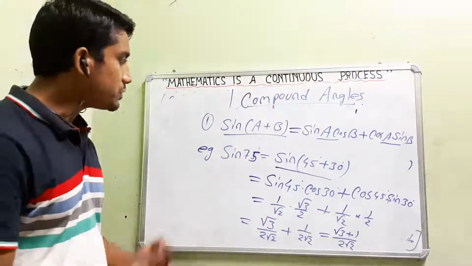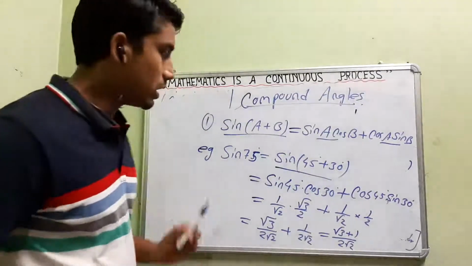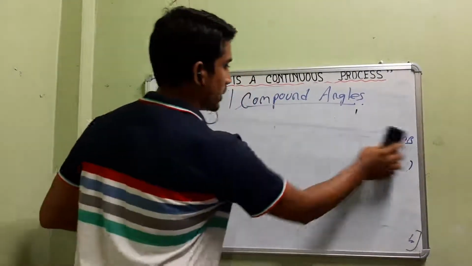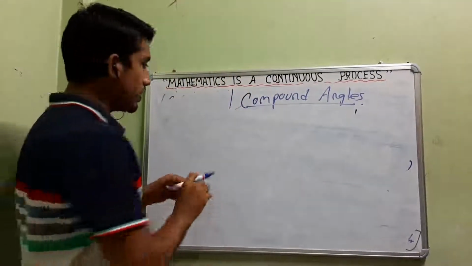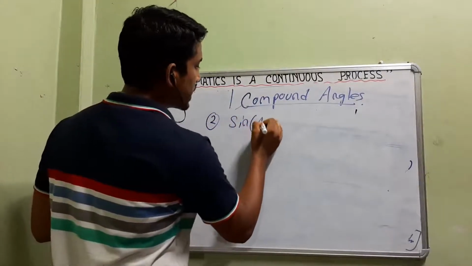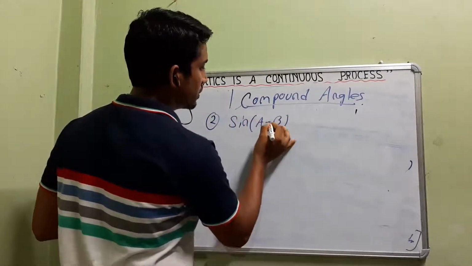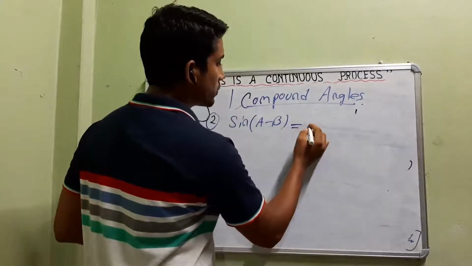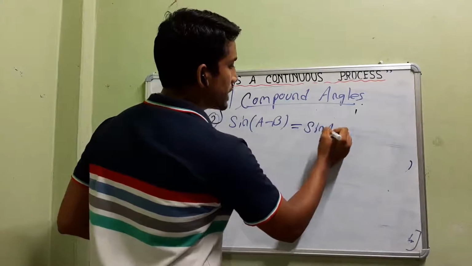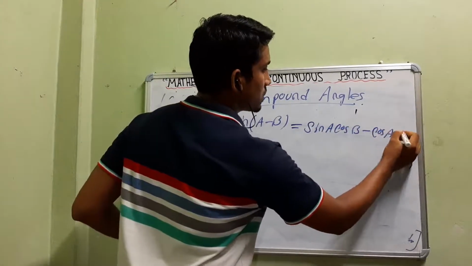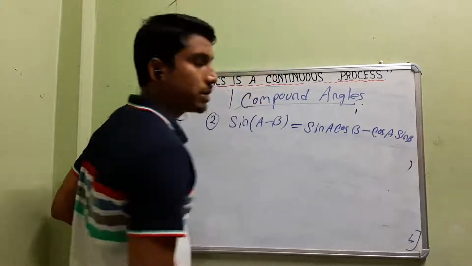So let me give you the second formula. Suppose sin(a minus b) is there, subtraction. That one is simple, the same formula, just with a minus. That is sin a cos b minus cos a sin b. Sin a cos b minus cos a sin b.